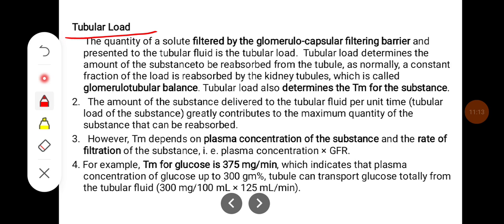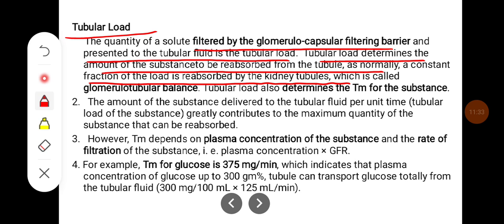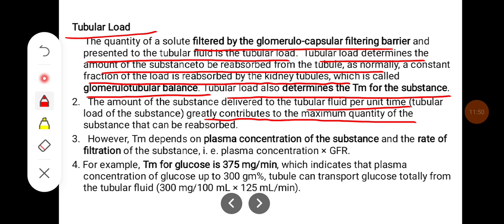Tubular load: the quantity of a solute filtered by the glomerular capsular filtering membrane or barrier and presented to the tubular fluid is the tubular load. The tubular load determines the amount of substance to be reabsorbed from the tubule, as normally a constant fraction of the load is reabsorbed by the kidney tubules, which is called glomerulotubular balance. Tubular load also determines the transport maximum of the substance. The amount of substrate delivered to the tubular fluid per unit time greatly contributes to the maximum quantity of the substance that can be reabsorbed.